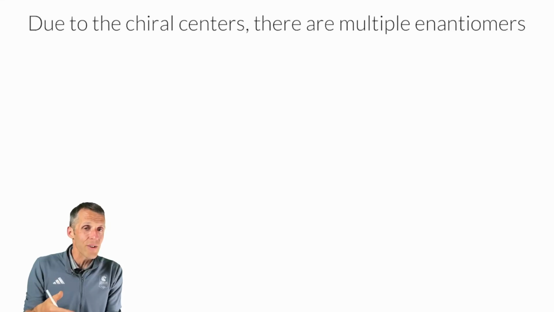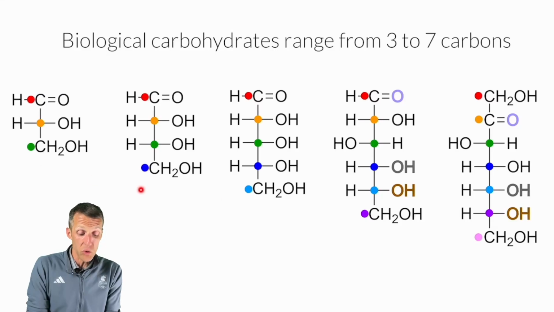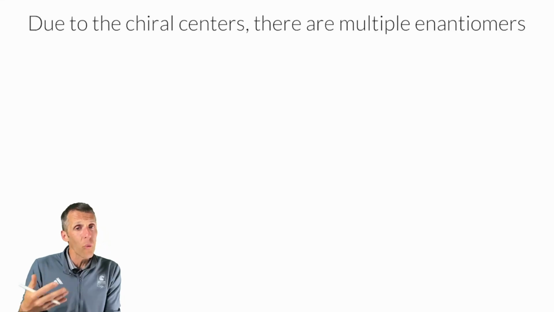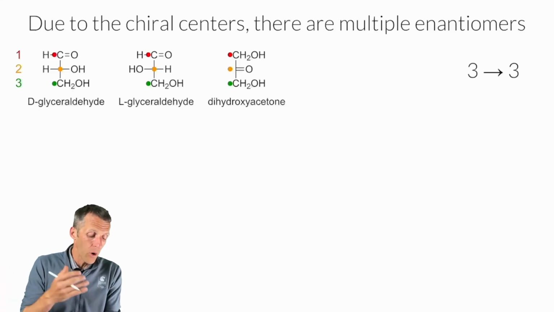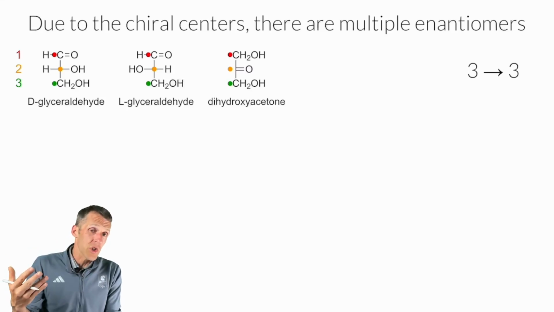But due to the chiral centers, there's actually a lot more than just 7. We could look at this naively and say, oh look, 1, 2, 3, 4, 5, there are only 5 possible sugars. But because there are all these chiral centers, there are multiple ways to be each of these sugar types. For example, for 3-carbon sugars, there are 3 different forms possible. I'm showing them all here: D-glyceraldehyde, L-glyceraldehyde, and dihydroxyacetone. You can look at the difference: D is where this hydroxyl is, L is where this hydroxyl is, and then dihydroxyacetone differs in whether it is an aldehyde or a ketone. So there are 3 different ways to be a 3-carbon sugar.